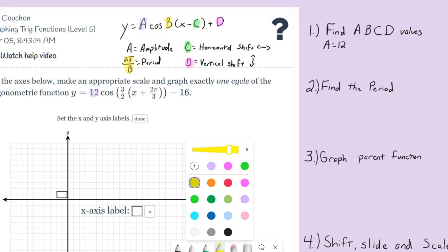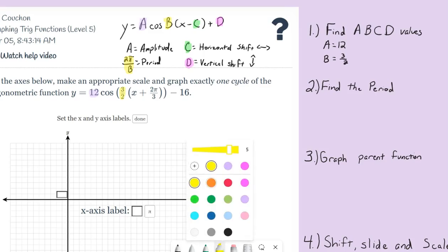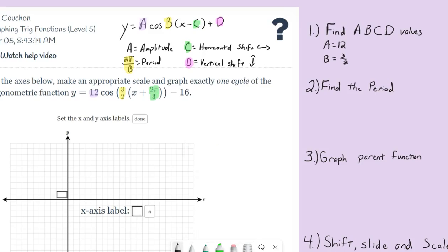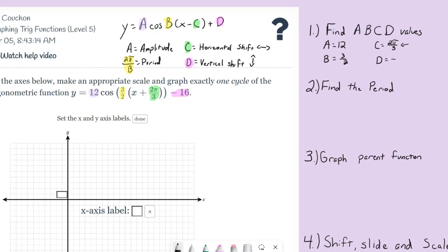I know that B is 3/2. Okay, C. In this case, C is moving 2 pi over 3 to the left. So the C value, 2 pi over 3 to the left. This will help when I'm building the graph. And then finally the D value, the vertical shift, we can plainly see here in pink, it is going to be -16. So we're going to be moving 16 down.